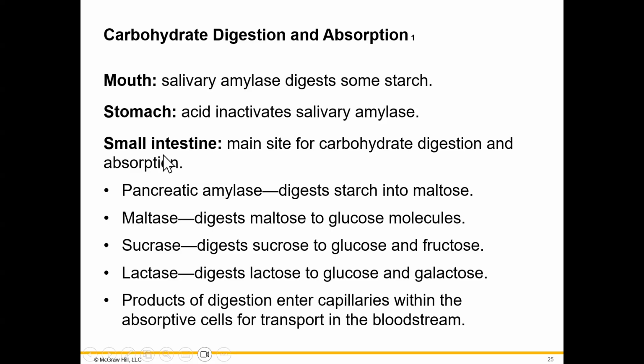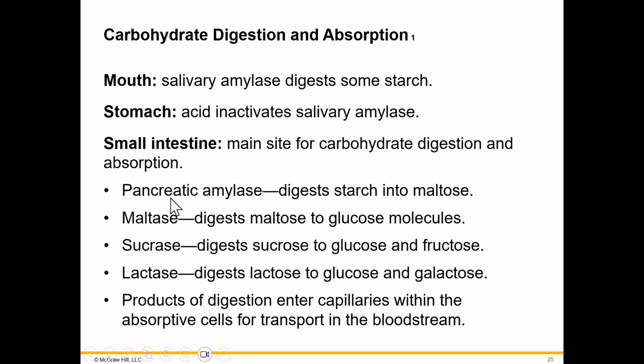Then you have your small intestine, which is the main site for carbohydrate digestion and absorption, specifically in the jejunum of the small intestine, that second portion there. You have these different types of enzymes. Remember, we spoke earlier about how enzymes are needed to break that chemical bond between your monosaccharides, your polysaccharides, and your complex carbs and so forth.